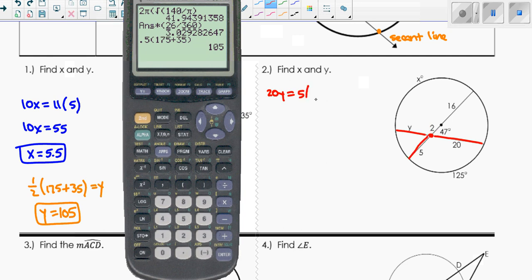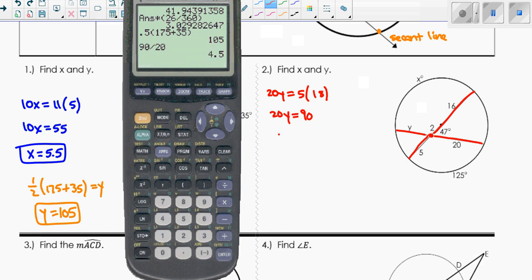So 5 times. On this one, it's very easy to say a 2 or 16, but it's not from the center, it's from this line, so I have to go all the way across to my other side. So that's 2 and 16, which makes 18. So this means that 20y equals 90. So y is, I believe, 4.5. So y is 4.5.